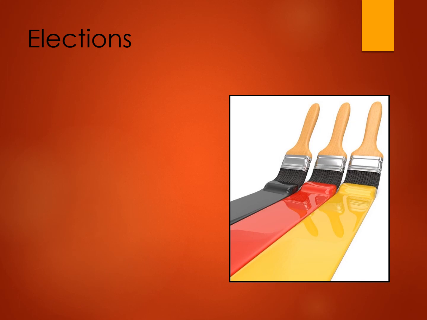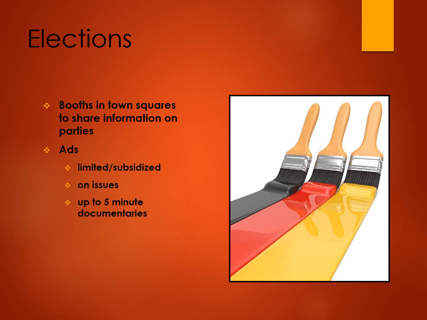Elections in Germany are, for historical reasons, very factually based. For example, booths in town squares on the Saturday morning market are there to share information on the political parties. Ads are limited and subsidized, and they are on the issues. And they are up to 5-minute mini documentaries.